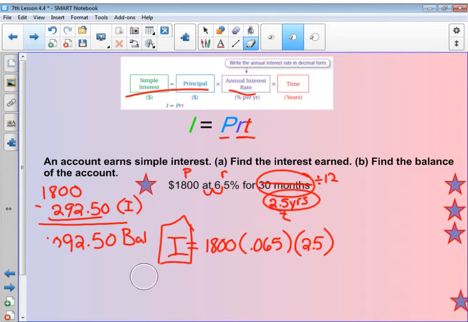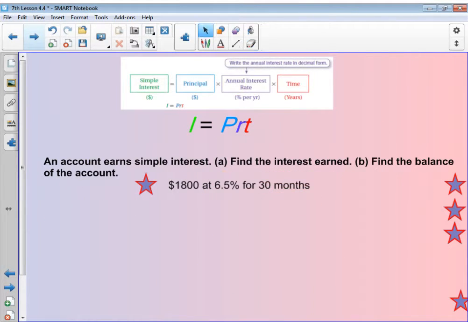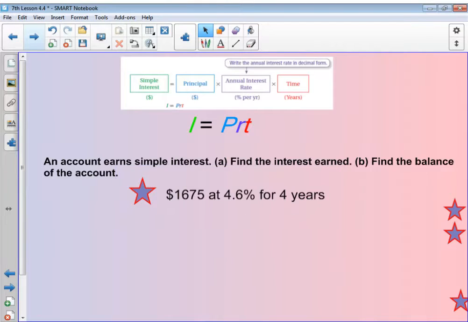Okay, so let's try another one of those. This time they did give us years, so that's the key thing. Double check to make sure that they're giving you your time in years. What I want you to do is pause your video and get your equation set up for this. I'll help you identify the pieces. The amount of money is our principal. Our 4.6 is our R, or our rate, and our 4 years would be our time.